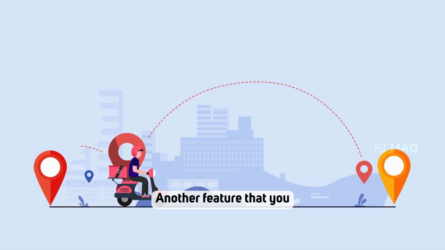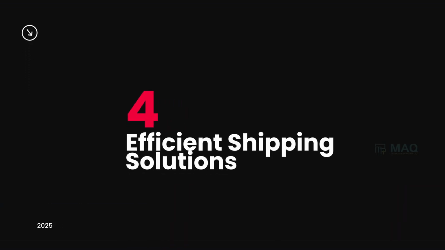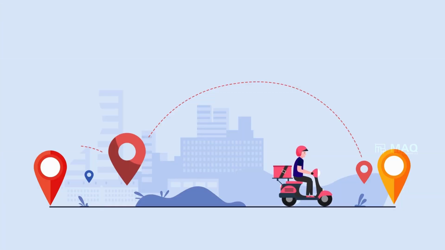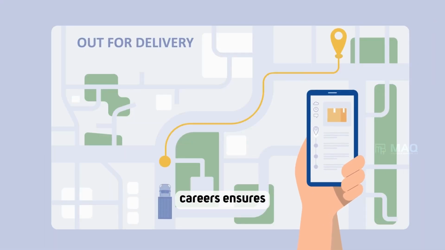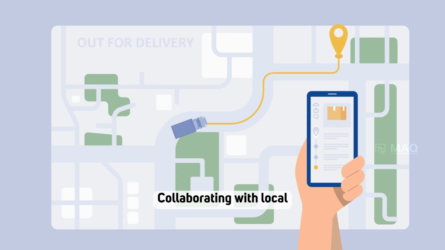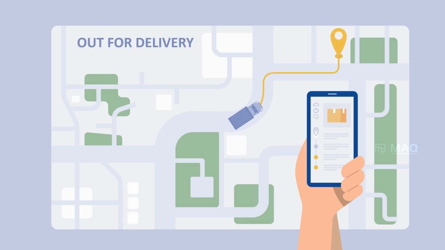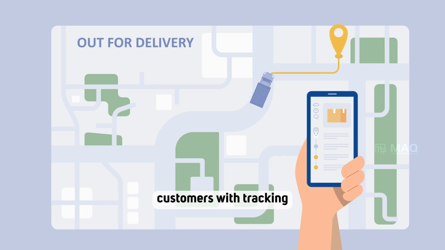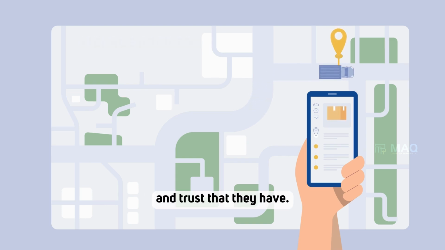Another feature that you should take care of is efficient shipping solutions. Efficient shipping is key to customer satisfaction. Utilizing shipping solutions that partner with local couriers ensures timely deliveries and real-time tracking. Some of the benefits are timely deliveries. Collaborating with local couriers ensures products reach customers promptly. Real-time tracking: providing customers with tracking information enhances the transparency and trust that they have.